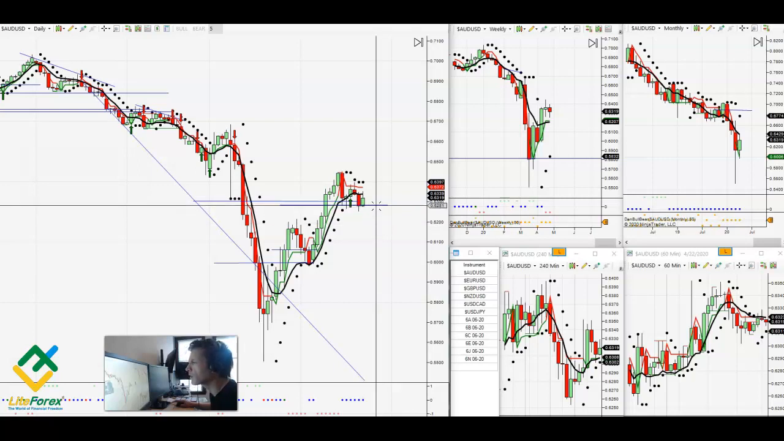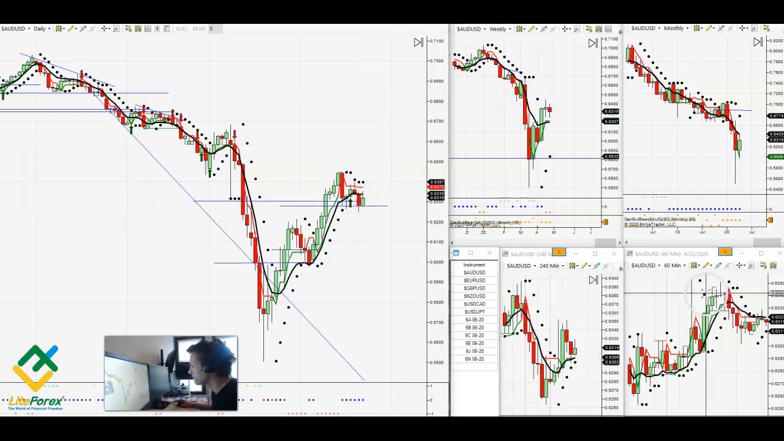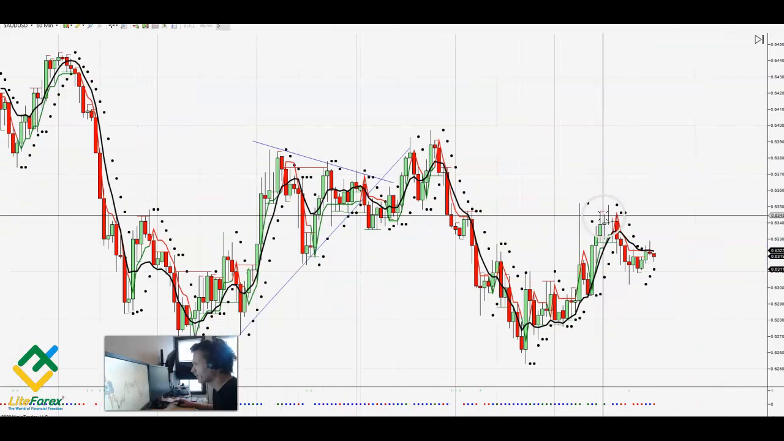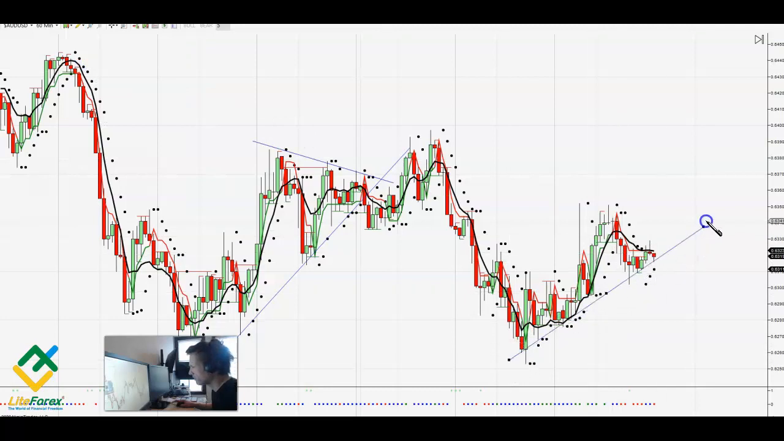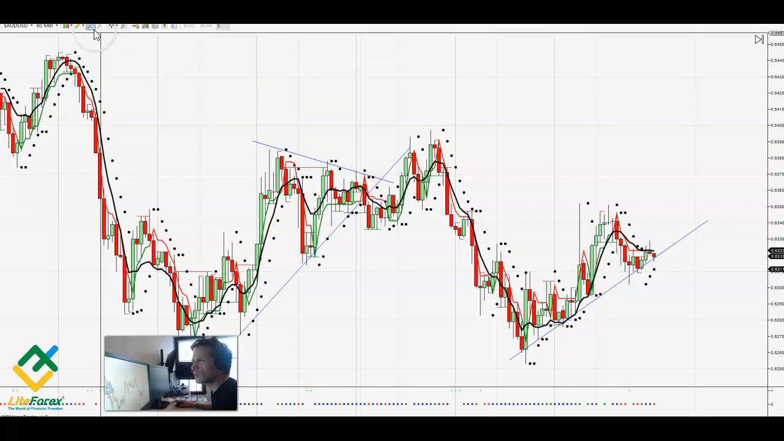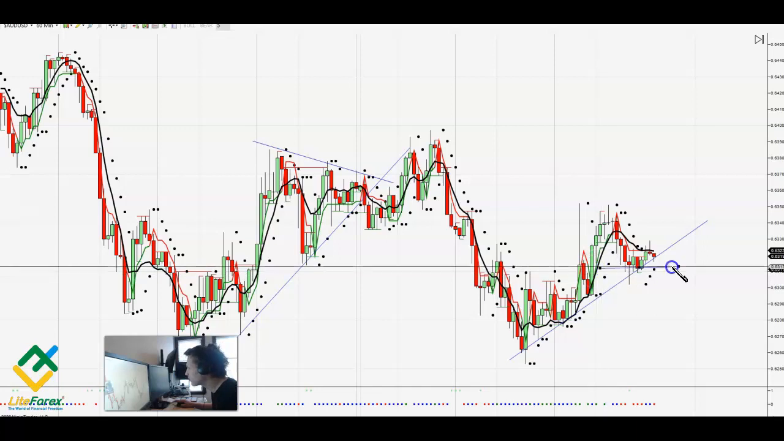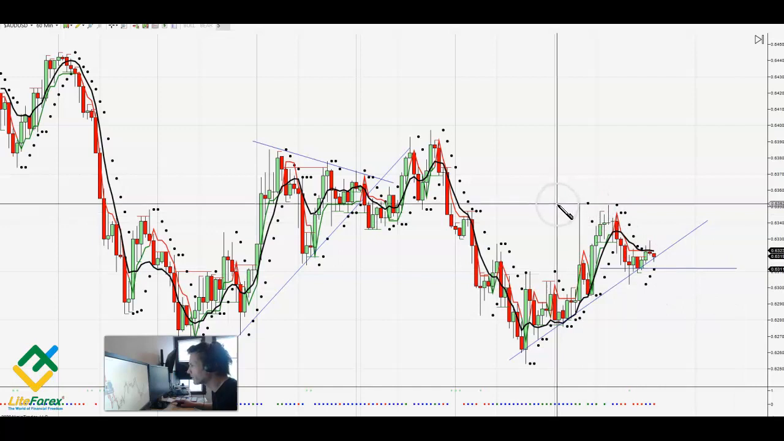62.80 right in there. So this needs to break out. So let's look at the 60-minute, and you can see that it's trending higher. We got this support right around here, 63.12. We hit some resistance at 63.52.